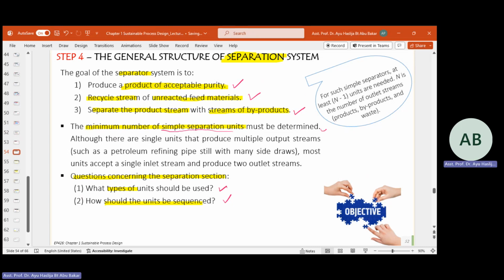How should you arrange which components are to be separated first, especially if it involves multi-component mixtures? This one we will see on the next topic, where we'll go into detail on how to calculate this.